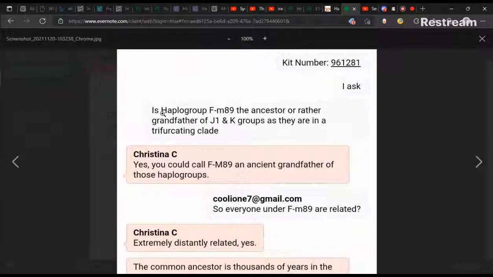And this is what I asked: is Haplogroup F-M89 the ancestor, or rather grandfather, of J1 and K groups, right? Because K makes R and Qs, and K makes L and Ts and stuff like that, right? So is it the ancestor, or rather grandfather, of J1 and K groups, as they are in a, now this is very important to understand.